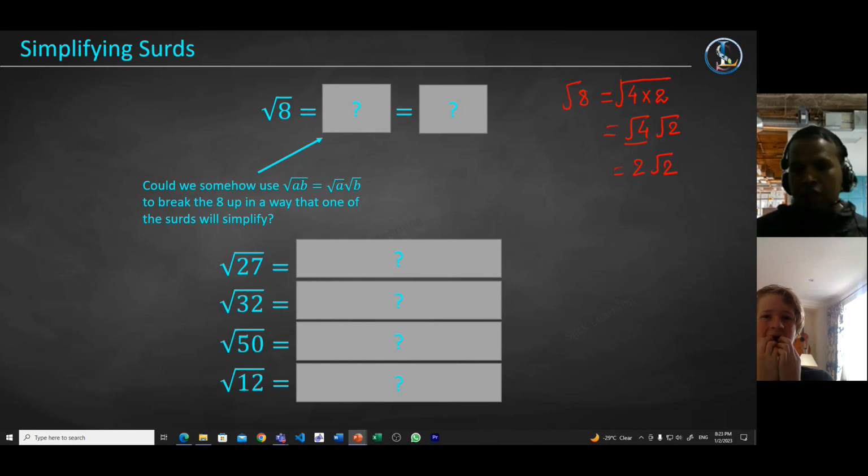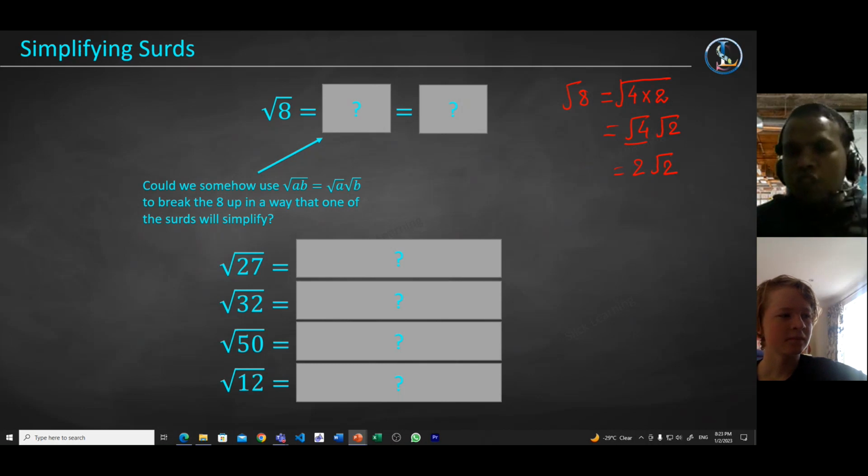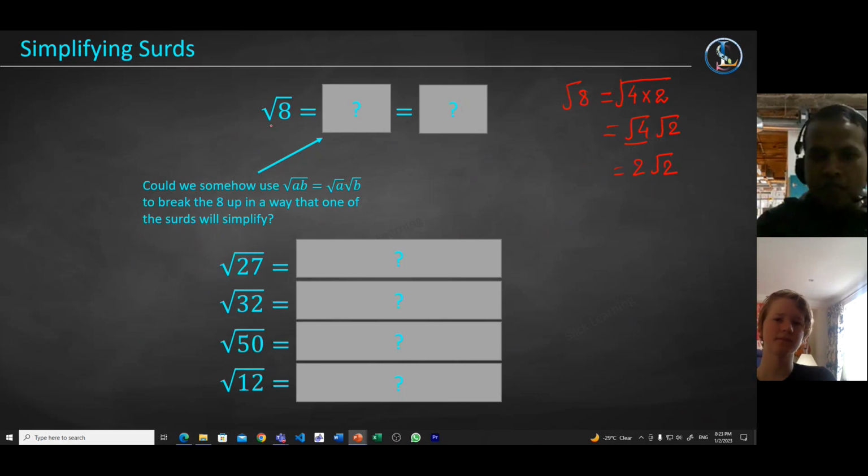So what we did, we found, is there any number which is a factor of 8 and also a perfect square? So we know that 4 is a perfect square. So that is why we have taken the factor 4 times 2, that is 8. So instead of 8, we have written 4 times 2, that is 8.